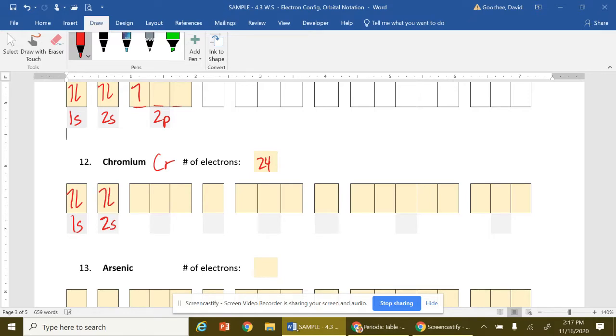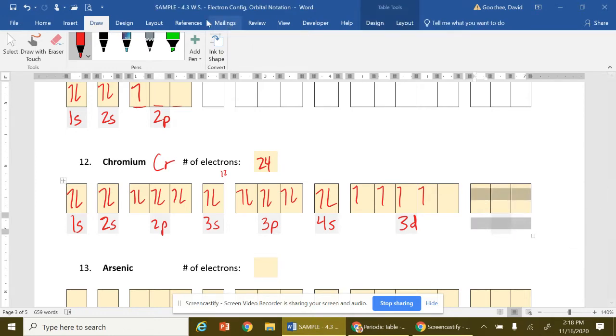2s, 3, 4. 2p, 1, 2, 3, 4, 5, 6. 3s. So we're up to 1, 2, 3, 4, 5, 6, 7, 8, 9, 10, 11, 12. So we're up to 12 at this point. Maybe I'll write in here 12. All right. 3s, 3p, 13, 14, 15, 16, 17, 18. All right. 4s, 19, 20. 3d, 21, 22, 23, 24. Okay, so this is it. This is the electron configuration for chromium.